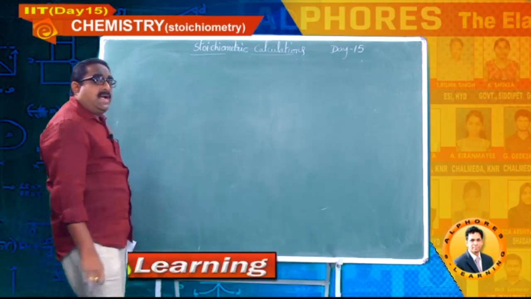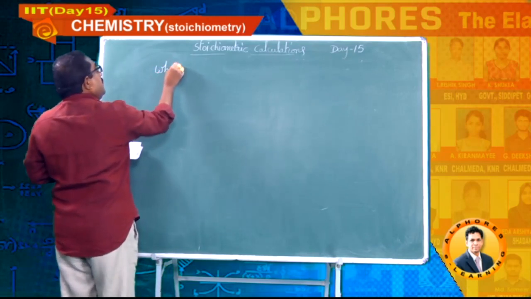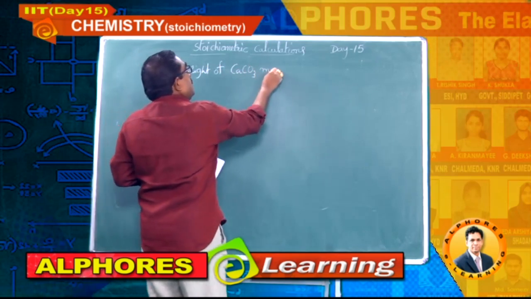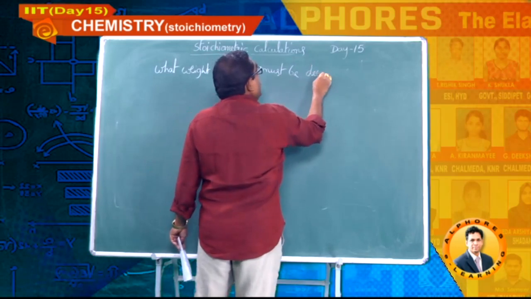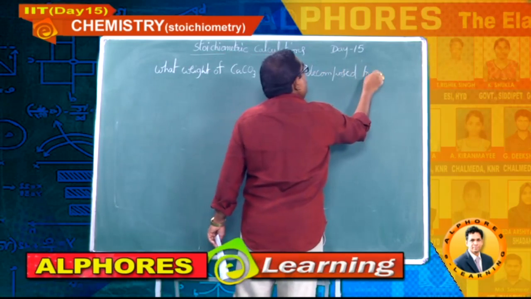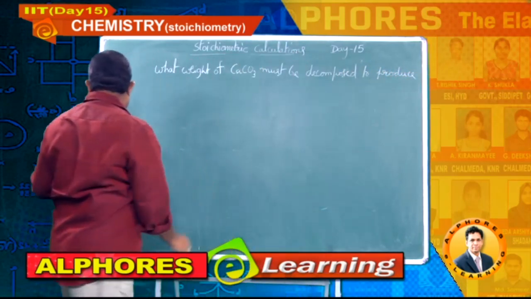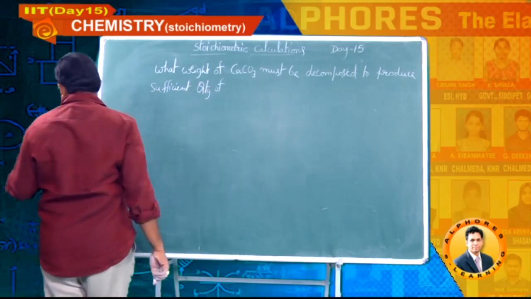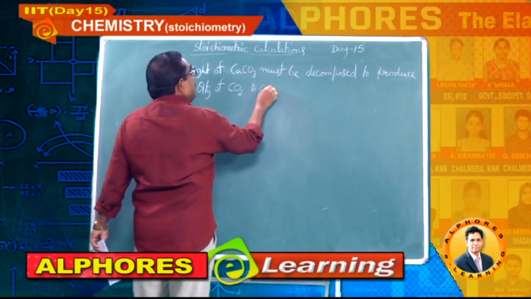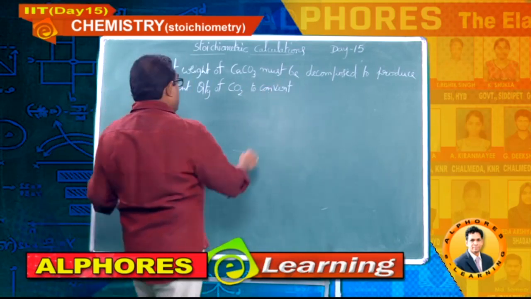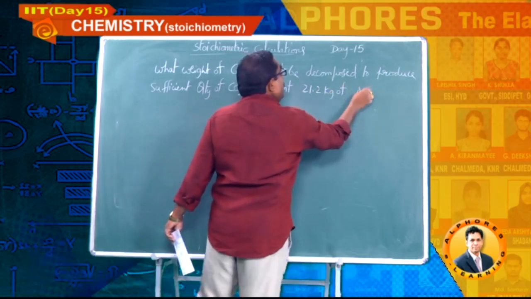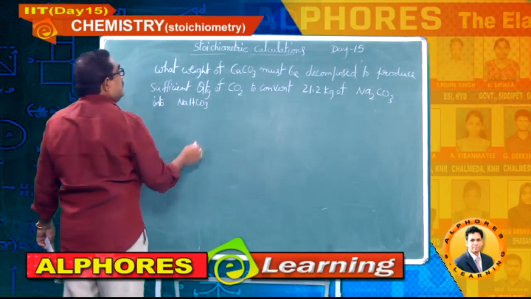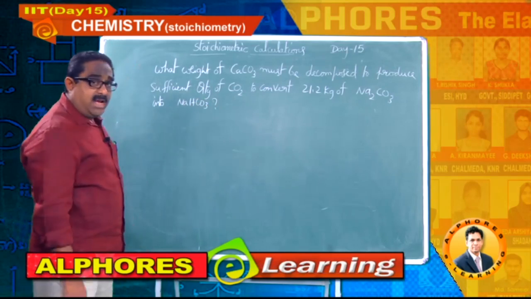Okay, students, write down the numerical. What weight of calcium carbonate must be decomposed to produce a sufficient quantity of carbon dioxide to convert 21.2 kg of sodium carbonate into sodium bicarbonate? Sodium carbonate into sodium bicarbonate.